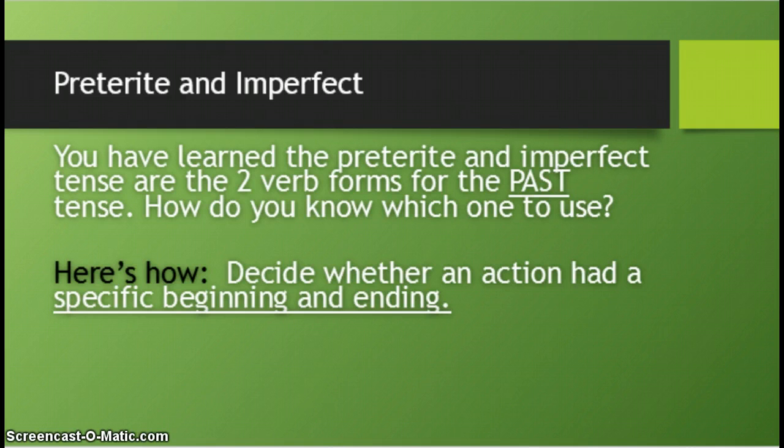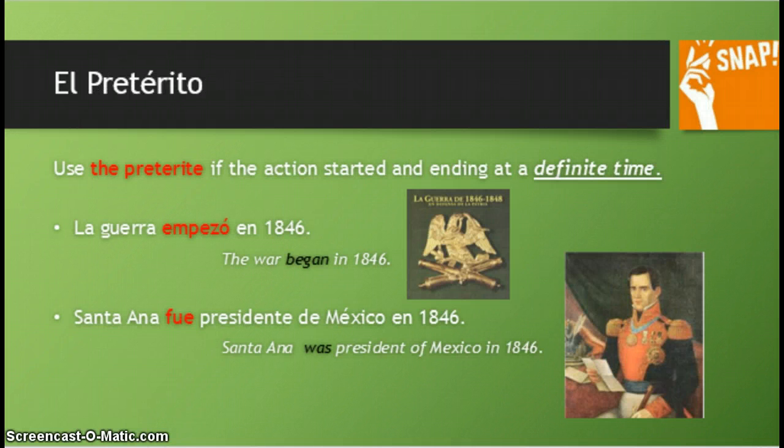So these are both of our ways to communicate in the past, but how do we know which one to use? The first thing we need to do is determine whether an action had a specific beginning and ending. El pretérito. Remember preterite? That's our snap. This has a specific starting and ending time period. So it has a definite time period.